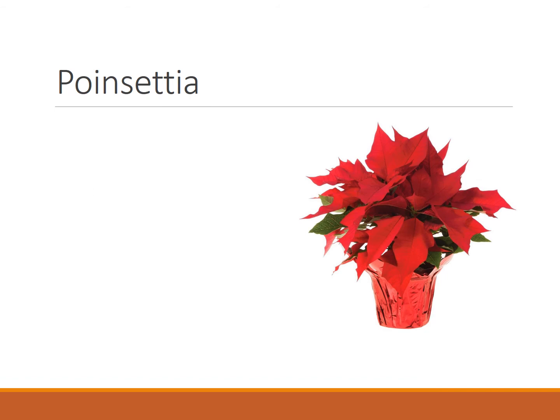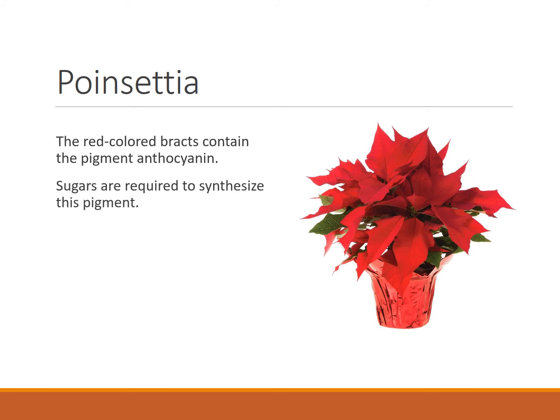Another example of this phenomenon from the world of potted flowering plants that are grown in greenhouses is the poinsettia. The red colored bracts that you see on the poinsettia plant pictured on the right contain the pigment called anthocyanin. Sugars are required to synthesize this pigment.